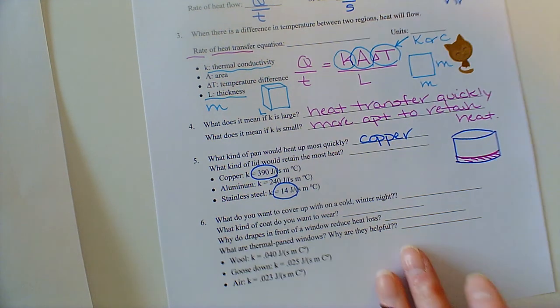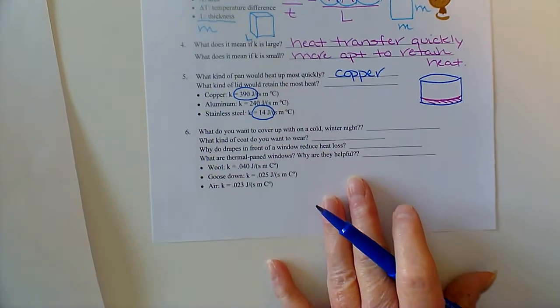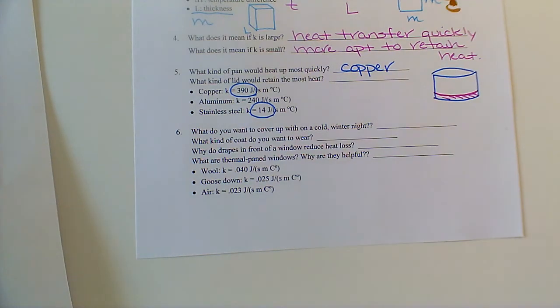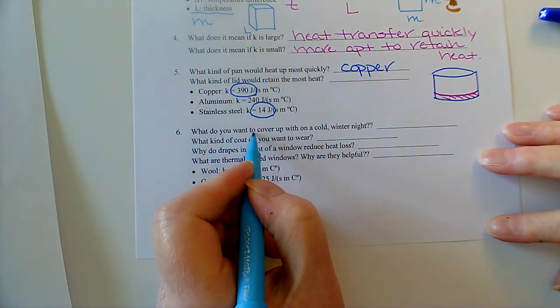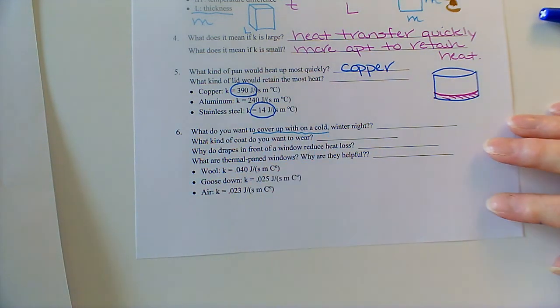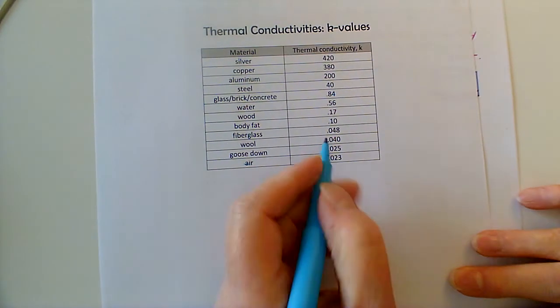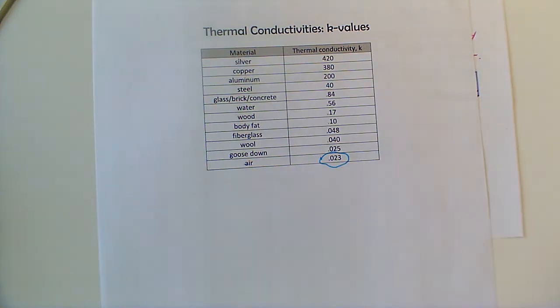All right, now let's think in the opposite direction. First of all, now we're going to pretend it's wintertime and it's a cold winter night. What do you want to cover up with on a cold winter night? You're lying in bed. What do you want to cover up with? We need a small K value. You know what you want to cover up with? Air. Air. No, I'm not talking about just plain air.